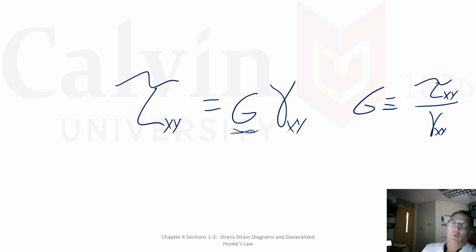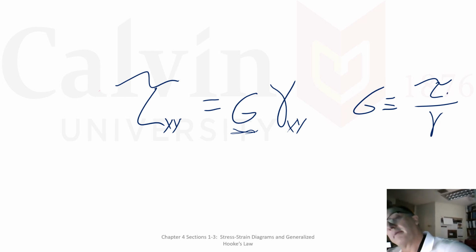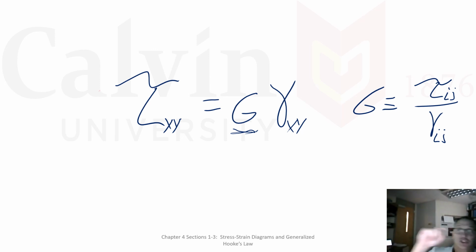Now, one thing I'll say about that is realistically for the materials that we're going to deal with, G is the same in every direction. And so I'm going to get rid of this XY notation, and I'm going to say IJ, IJ. And so if I want the shear in the XY direction, it's gamma in the XY, but I could go from shear in the YZ direction and then the shear strain in the YZ direction. It all works out.